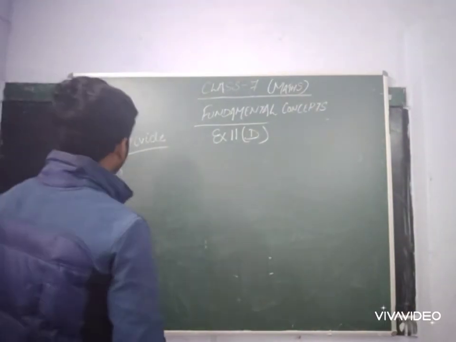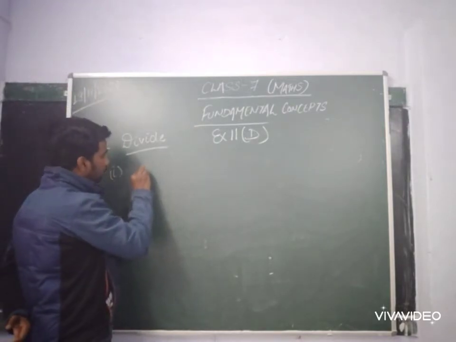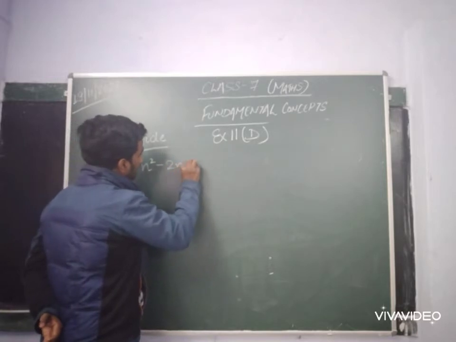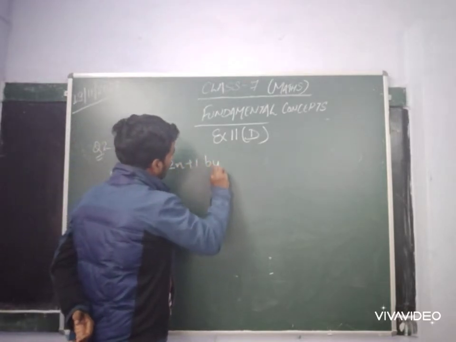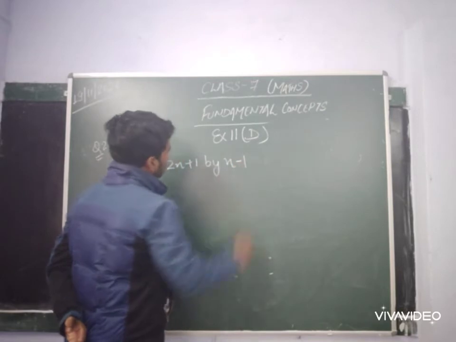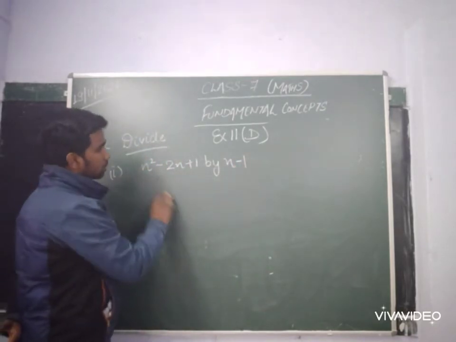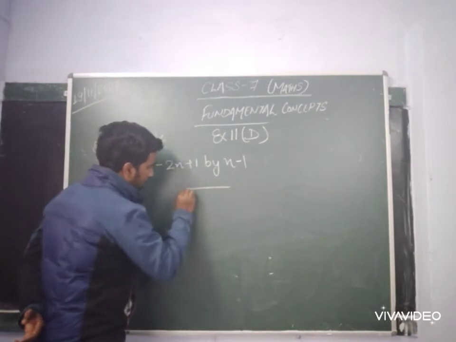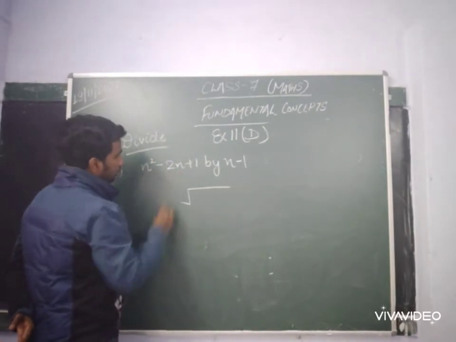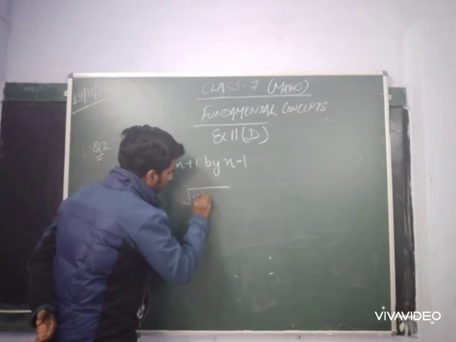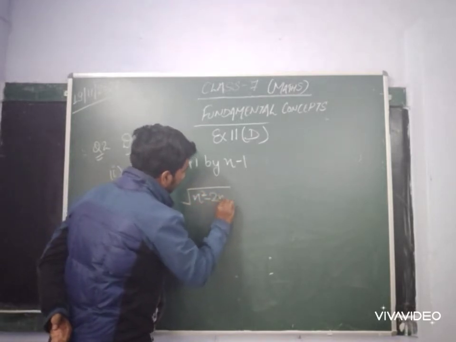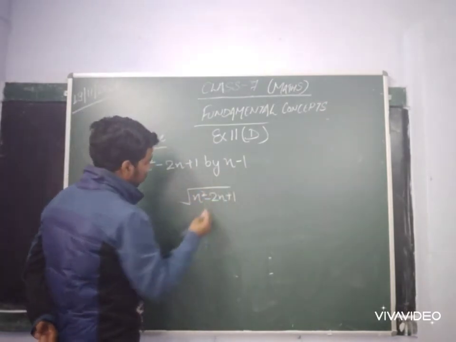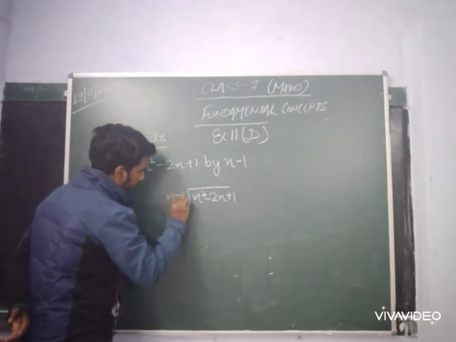Now let us see question number 2, first part. First part is saying n square minus 2n plus 1 by n minus 1. Clear? So this is a polynomial expression and this one is also a polynomial expression. So we will write this expression inside the bracket, n square minus 2n plus 1. So this is your dividend and this is your divisor, n minus 1.